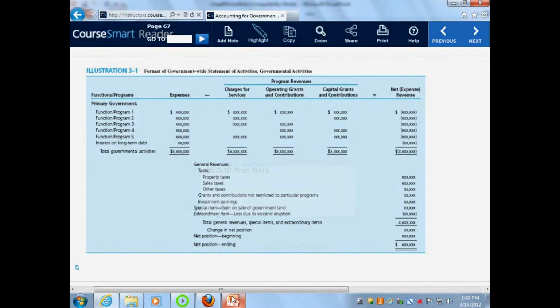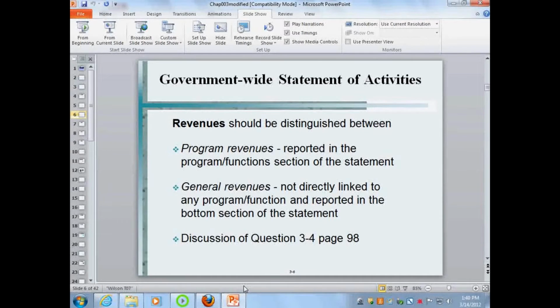Program revenues. As I said, these are revenues which are received directly by the program itself: charges for services, for building inspections, for all different types of revenues, and we'll take a look at some of the examples that can be attributed directly to the function itself, okay? All right?